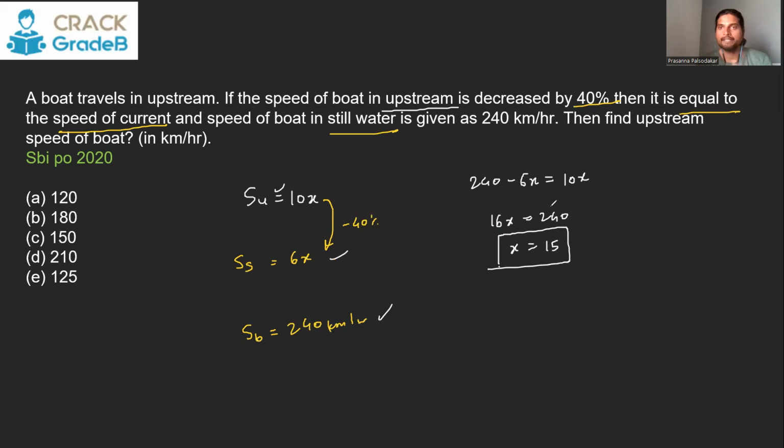If x is 15, they're asking what is the upstream speed. Upstream speed means just put 15 here. Upstream speed will be 150. The answer here is going to be 150. Is it a strictly formula based question? You don't even have to imagine where the boat is going, what is upstream, what is downstream. Just use the formulas that we have derived.